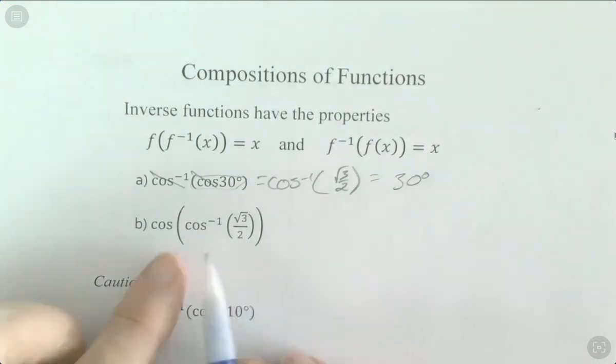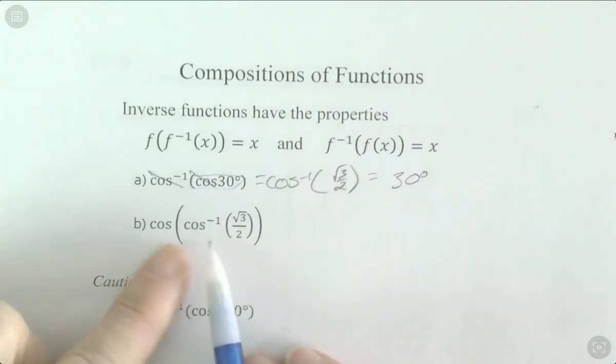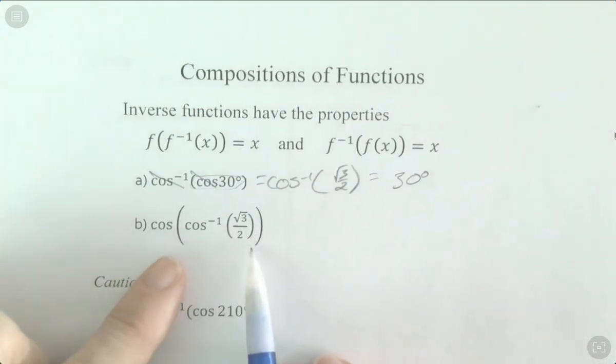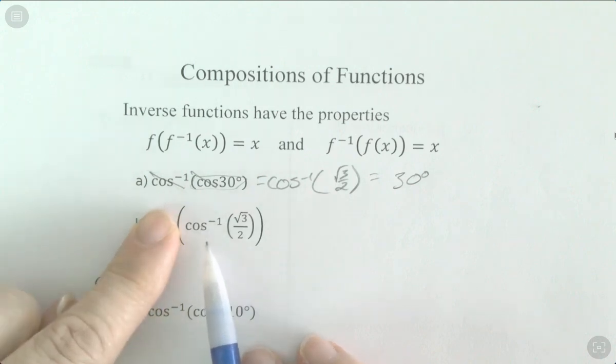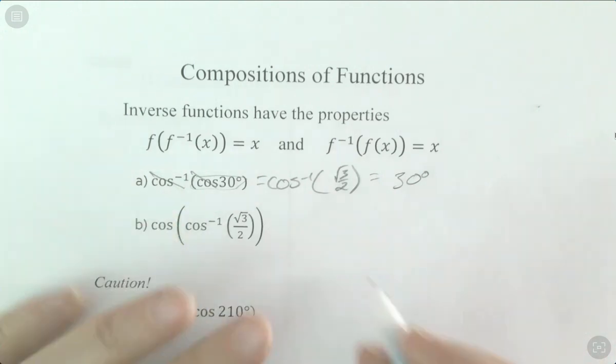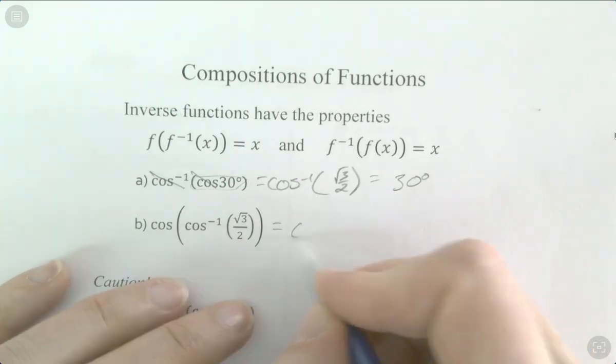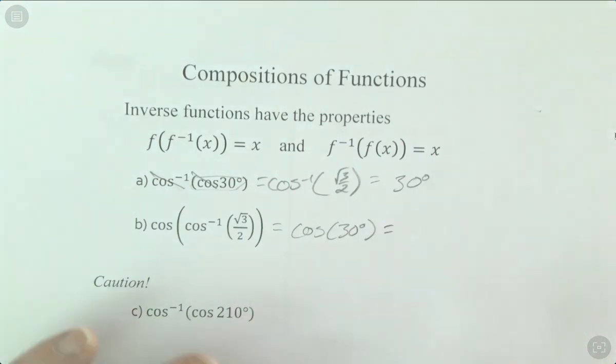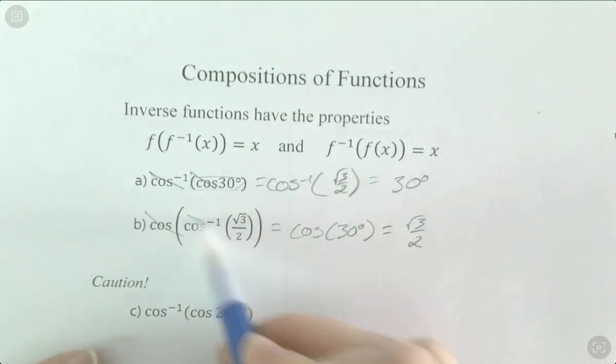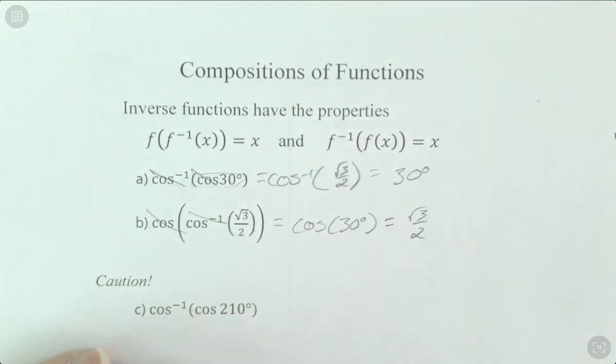Okay, let's do the next one. Cosine of the inverse cosine of root 3 over 2. So the inside part is saying, where is there an angle whose cosine is root 3 over 2? 30 degrees. So now we replace that. We say cosine of 30 degrees. And what's the cosine of 30 degrees? Root 3 over 2. Again, it seems like I could have just crossed those out and just given the root 3 over 2 as an answer.